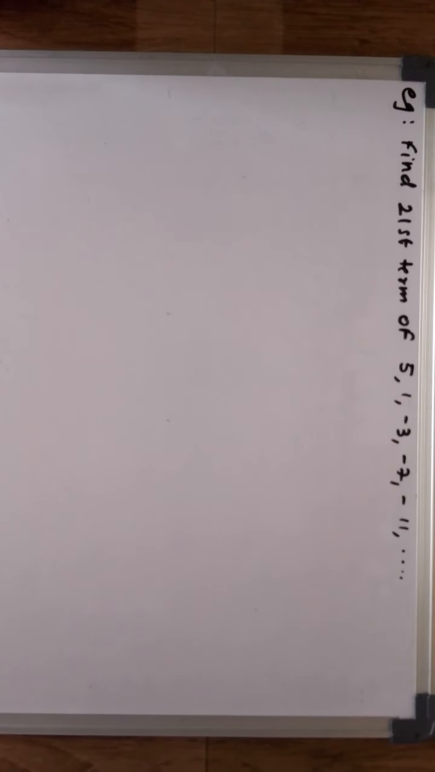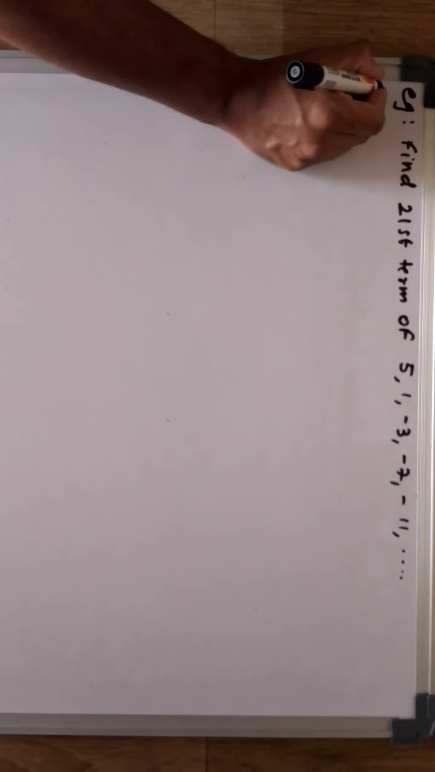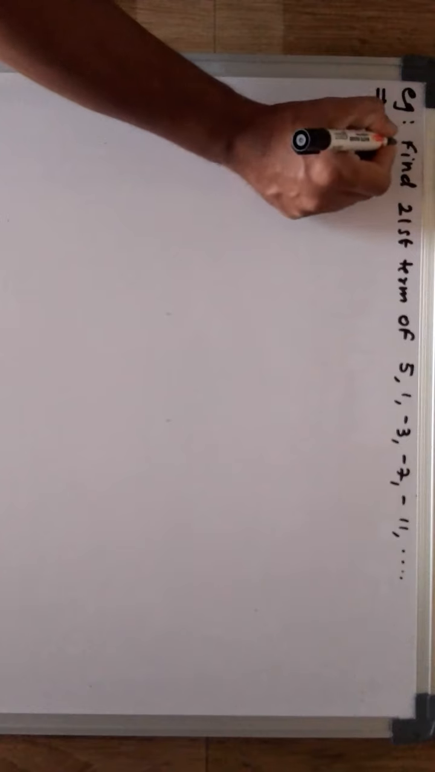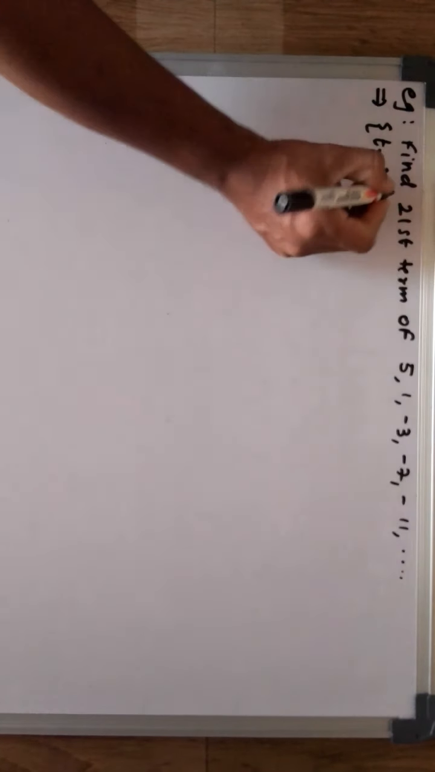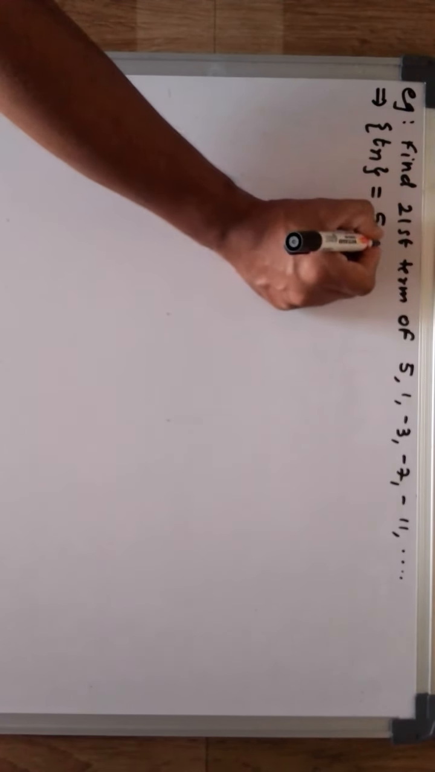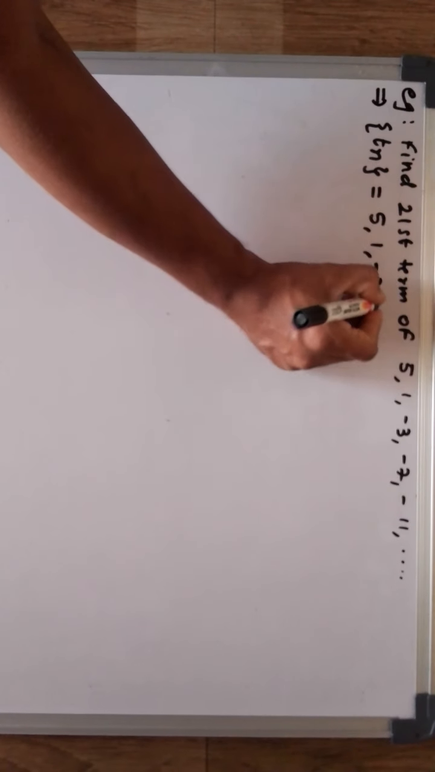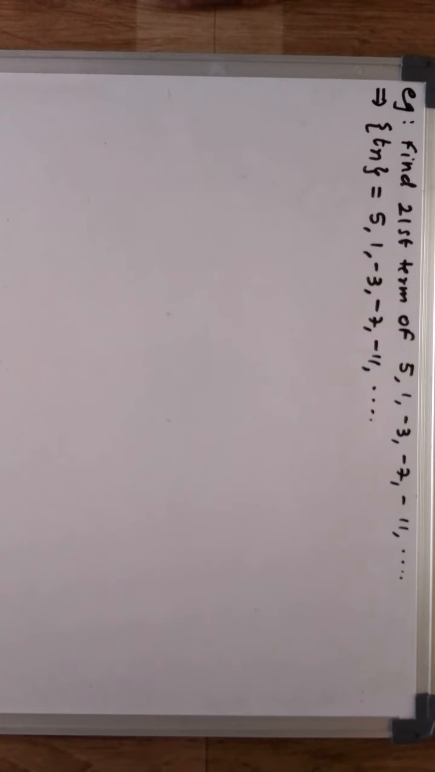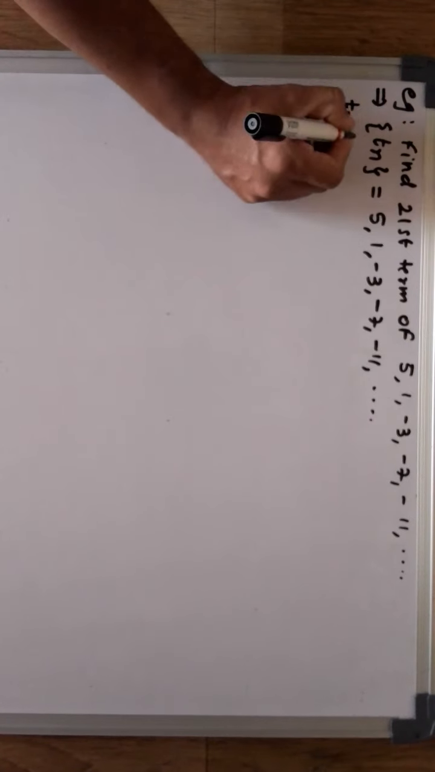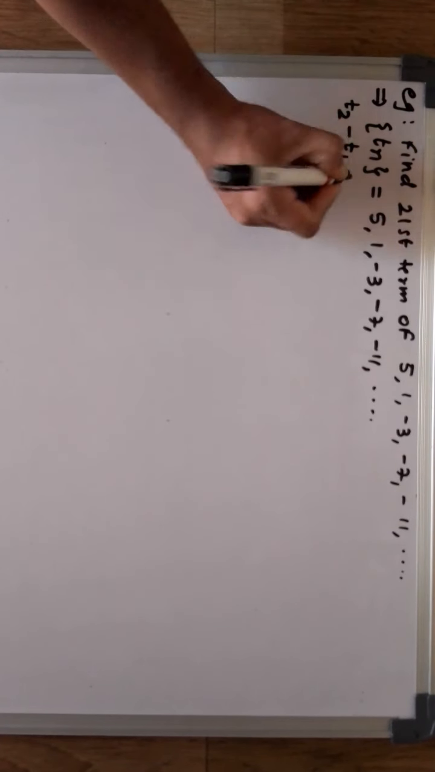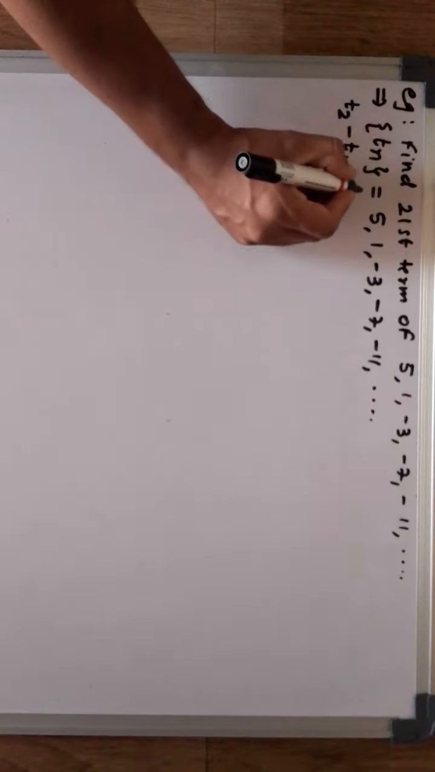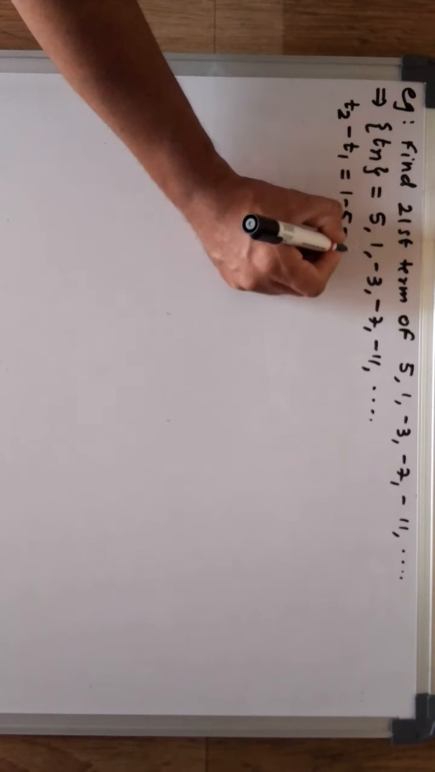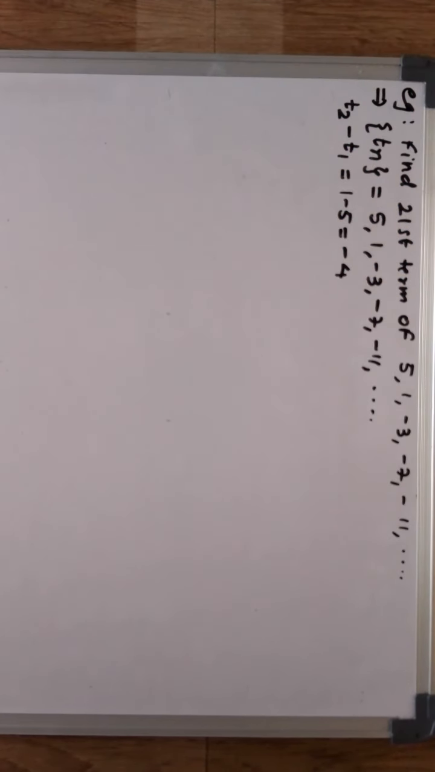So I will check the difference of any term to its previous term. The reason is that I am only having an AP, so I am writing the sequence Tn as 5, 1, minus 3, minus 7, minus 11 and so on. Okay. So I will check the difference of any term to its previous term, that is second term minus first term. So 1 minus 5 is minus 4.